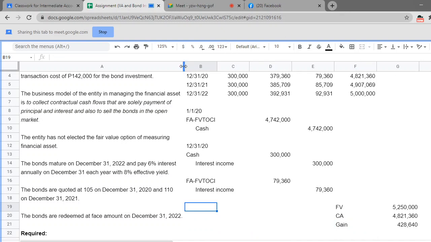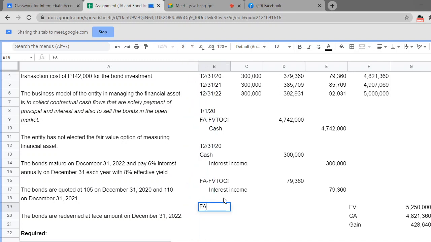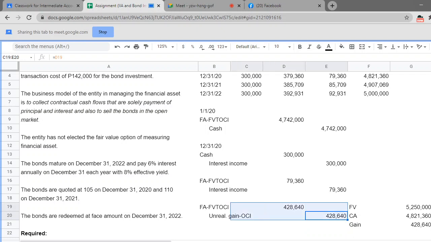And how do we record that gain? We simply increase our financial asset, fair value through OCI, and then credit unrealized gain, OCI. Unrealized gain OCI, please put OCI. That is 428,640. Alright. So, this is something new compared to the previous problem. So, when it's OCI, this is always there.